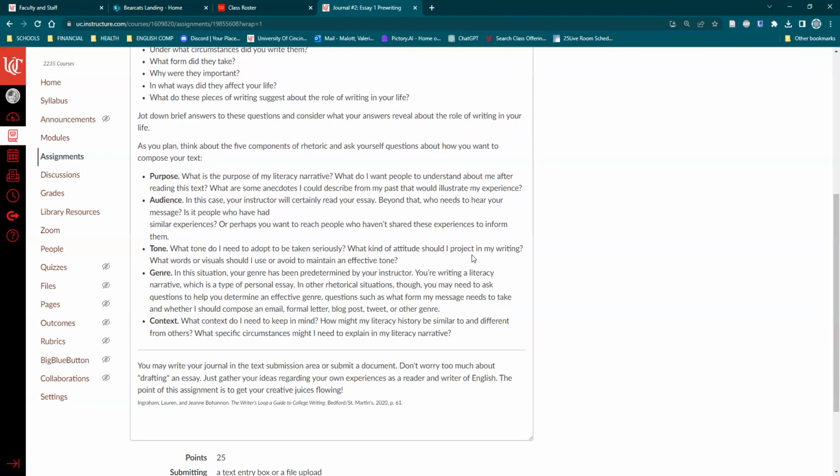Think about tone. What tone do I need to adopt to be taken seriously? What kind of attitude should I project in my writing? What words or visuals should I use or avoid to maintain an effective tone?